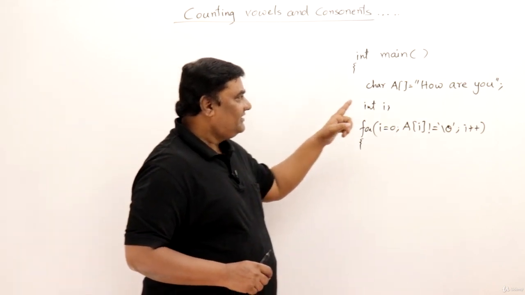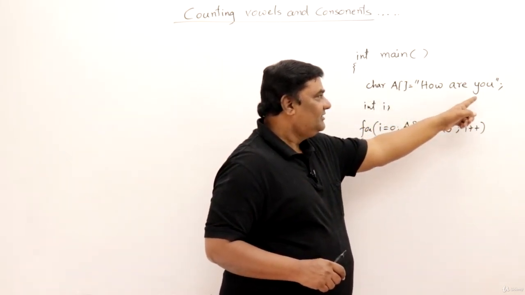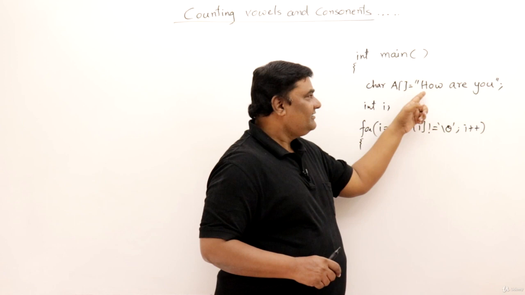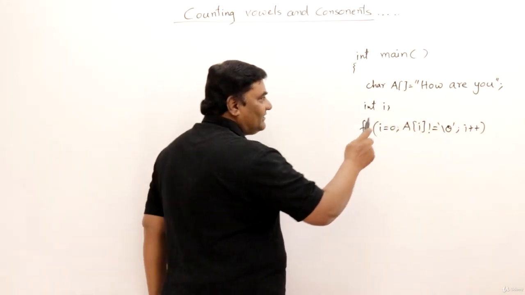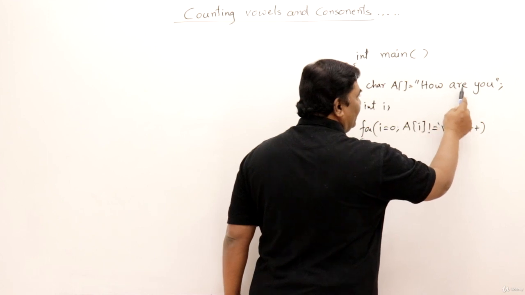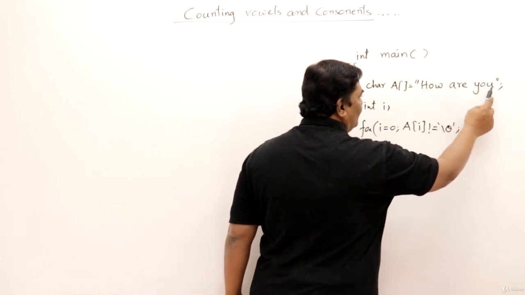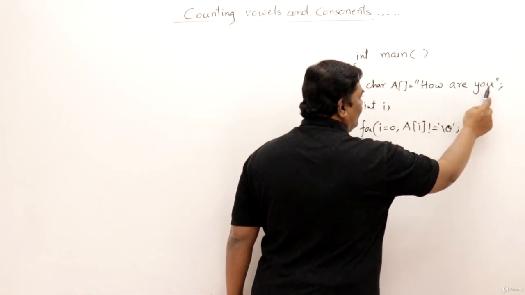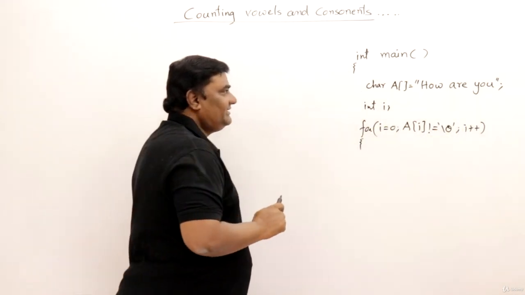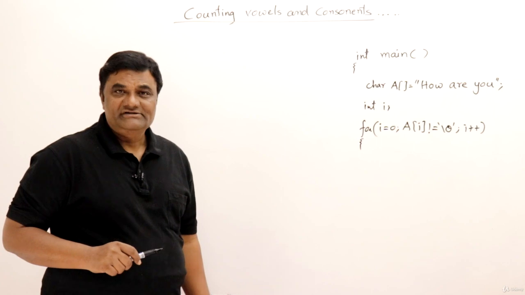Here already I have a string, that is "how are you", right? So in this string, how many vowels are there? I want to find out. See, the vowels are O, A, E, O, U. So 1, 2, 3, 4, 5. 5 vowels are there, remaining are consonants.